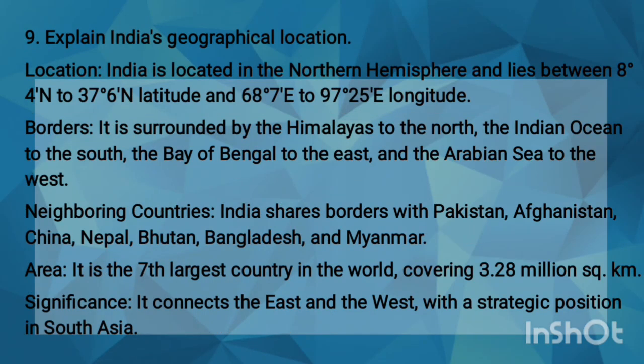Explain India's geographical location. India is strategically located in the northern hemisphere, situated between 8 degrees 4 minutes north to 37 degrees 6 minutes north latitude and 68 degrees 7 minutes east to 97 degrees 25 minutes east longitude. The country is bounded by the majestic Himalayas to the north, while the Indian Ocean lies to the south, the Bay of Bengal to the east, and the Arabian Sea to the west.